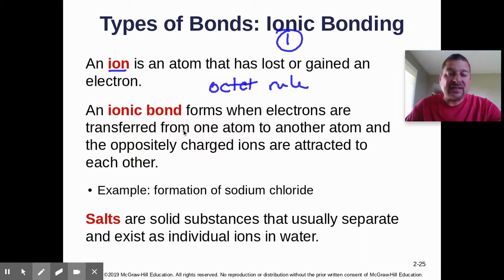So ionic bonds happen when one or more electrons jump ship, or we say they're transferred from one atom to another. So now you have more or less negative charges, and that atom is now going to be charged, and we call it an ion. So the example we want to look at here is sodium chloride.